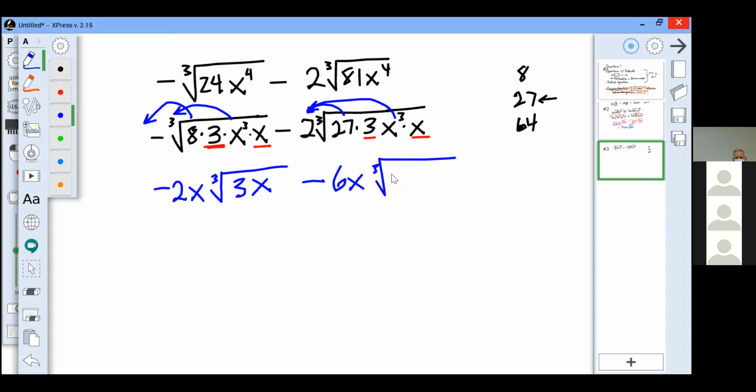And then 3x. And once again, okay, do we have the same thing under the radical? Yes. Do we have like terms in front of the radical? Yes. Okay, then you can combine them. Negative 2, negative 6 is negative 8 cubed root of 3x.